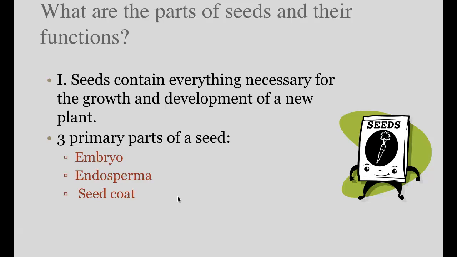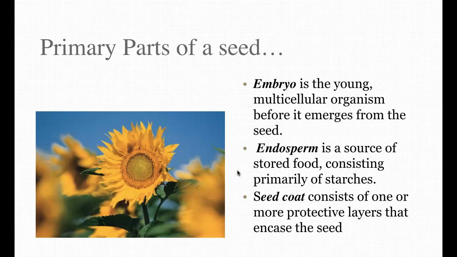You have the embryo, endosperm, and seed coat, and you'll see pictures of these in upcoming slides. The primary parts: the embryo is basically the young plant before it starts to grow, before it starts to emerge from that seed itself. Any seed packet, those seeds sitting in a cabinet, hopefully in a dry, cool location, has all the genetic information it needs. It just needs the right conditions to start growing.